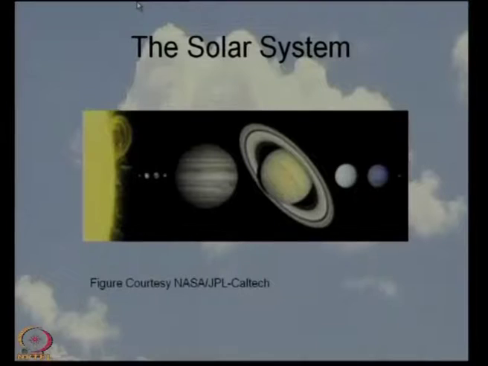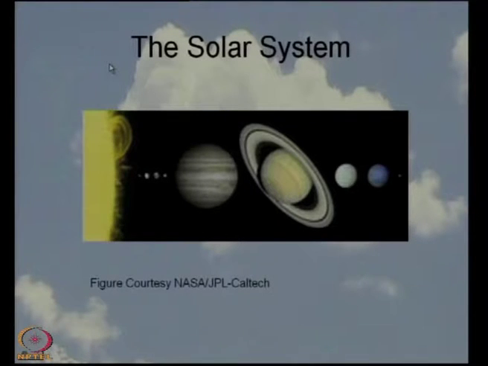This picture shows you the solar system, the different components of the solar system. Now, the figures that I am going to use are mainly courtesy of NASA, JPL and Caltech. There is one website which they run on solar system dynamics. The pictures are courtesy of these organizations, and much of the data is also from them. If I have taken it from elsewhere, I shall give the due credit as we go along.